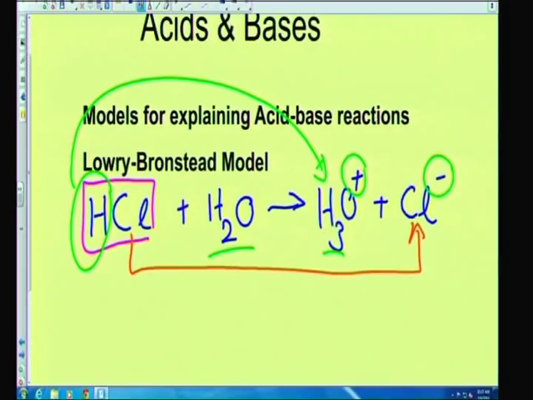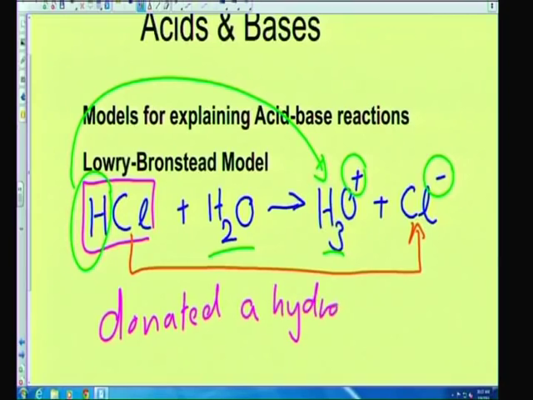So what's actually happened here is that the hydrogen chloride molecule, which is a gaseous molecule at room temperature, has donated a hydrogen ion. Now, you should all remember that hydrogen is the first element on the periodic table. It has one proton and one electron.